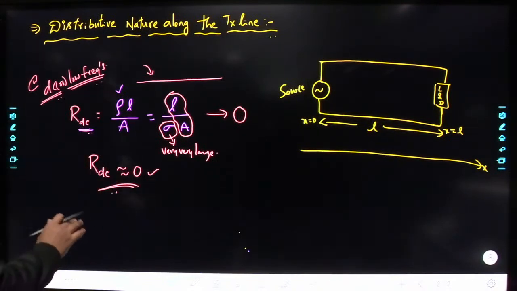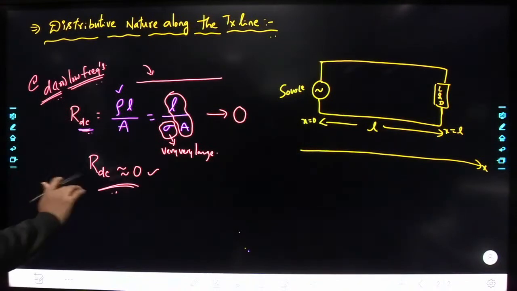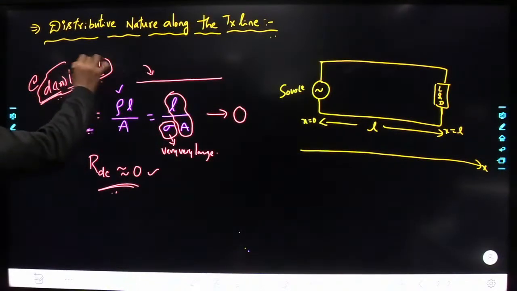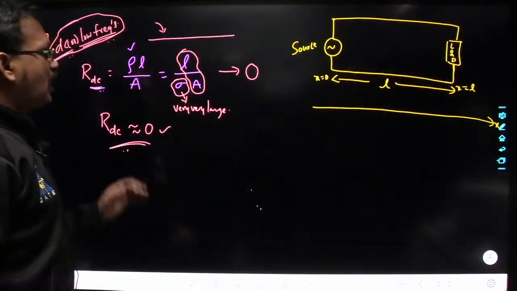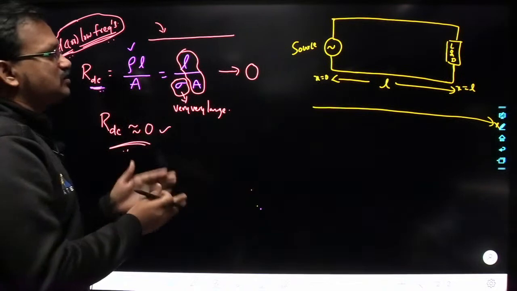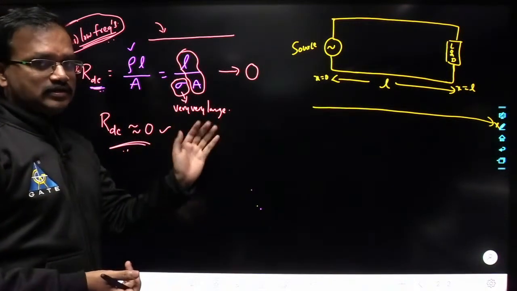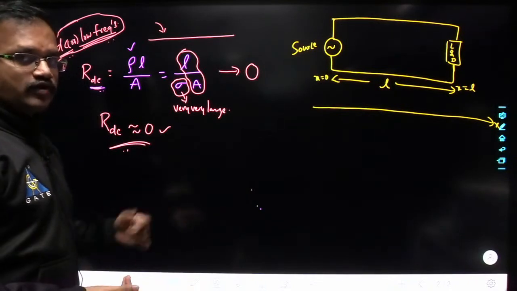So whenever we are dealing with DC or low frequencies, you have to understand what low frequencies means. Under DC or at low frequencies, we can simply consider the resistance offered by the conductor to be approximately equal to 0.